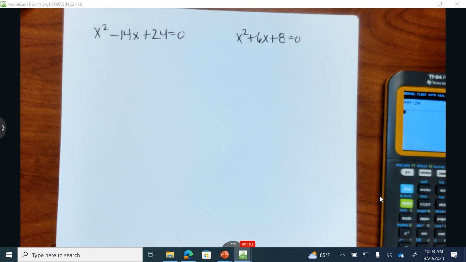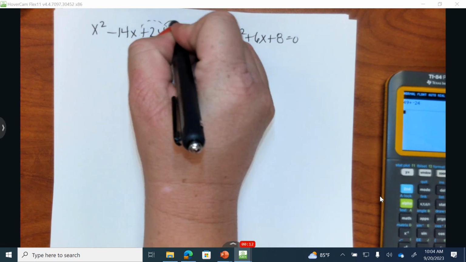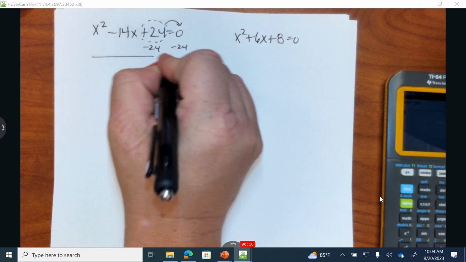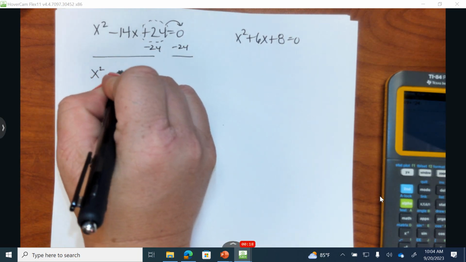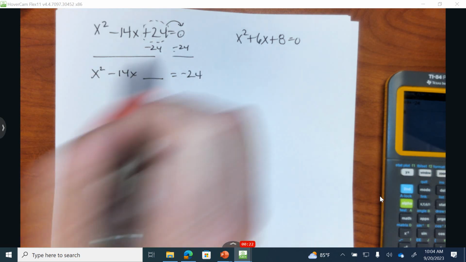In this video, I'm going to review how to find the solutions to quadratic equations using the completing the square method. So the first thing I'm going to do is locate the constant and move it to the opposite side. In this case, I'm subtracting 24 from both sides. And in that blank space, I'm going to leave a line. 0 minus 24 is negative 24.